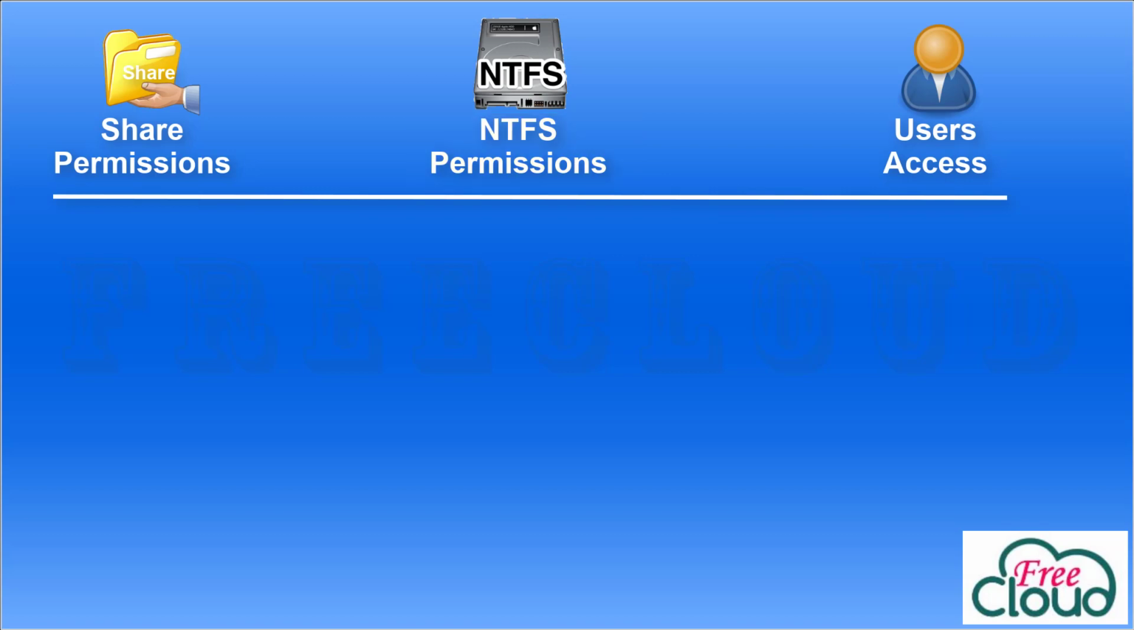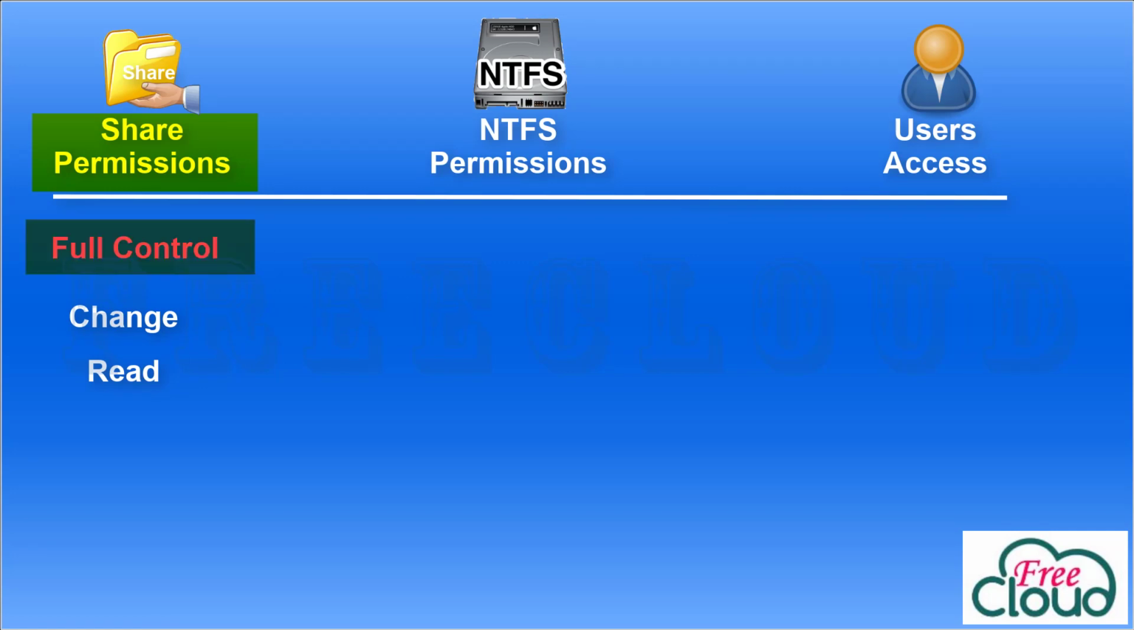There are three types of share permissions when you share a folder and want to set the permissions for that folder: full control, change, and read. Full control enables users to read, change, as well as edit permissions and take ownership of files. Change means that the user can read, execute, write, and delete folders and files within the share. Read allows users to view the folder's contents.